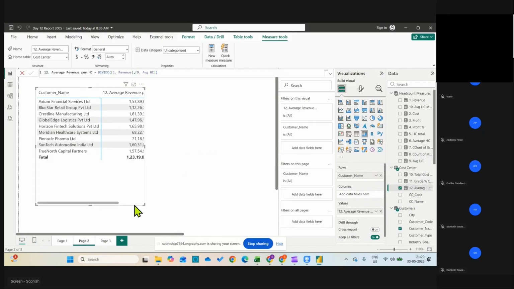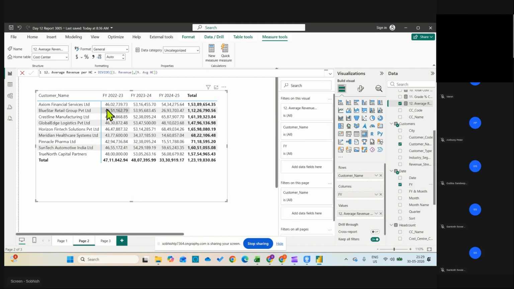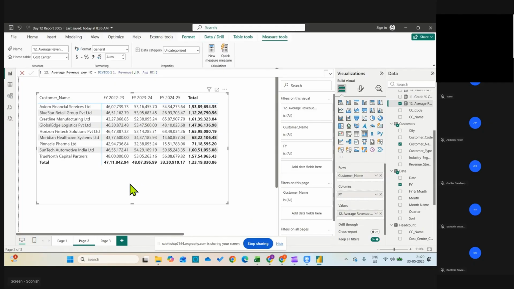So look at this. Here we have the average revenue per headcount, and then I will bring the year. Obviously, I want to analyze this by year, so I'll bring the year, and then now it shows, okay, 4.6 million, 5.3 million, 5.4 million. But what about the two accounts, Meridian and Pinnacle? What's happening with their average revenue in 2024?